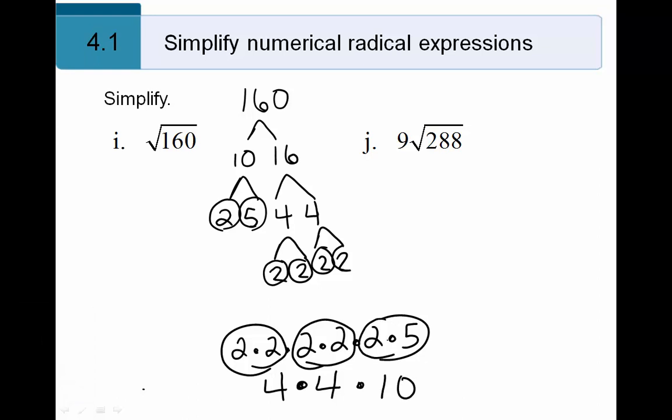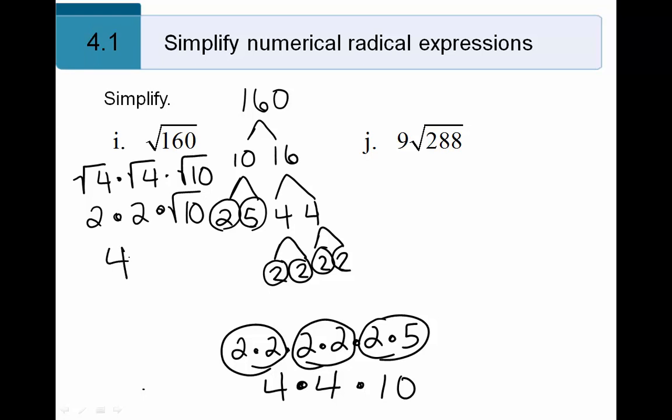Okay, so we're going to rewrite this as radical 4 multiplied by radical 4 multiplied by radical 10. So that's going to be a 2 multiplied by 2 multiplied by radical 10, which is going to equal 4 times the square root of 10, or 4 square roots of 10. All right, and we'll do one more before we wrap up. So I'm going to do a factor tree for 288.